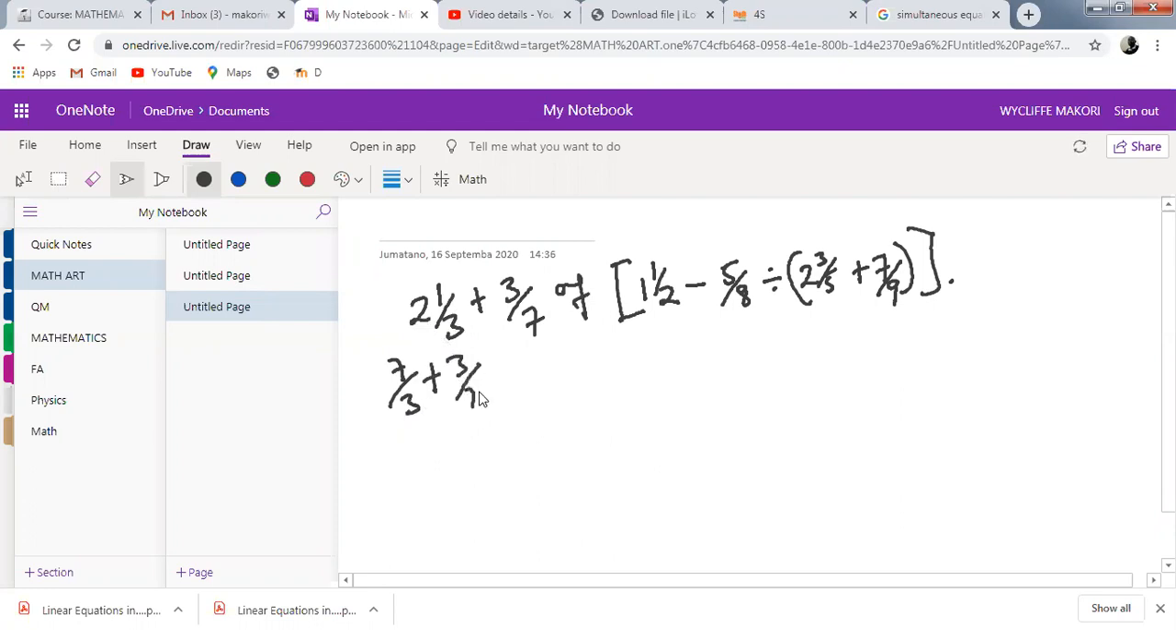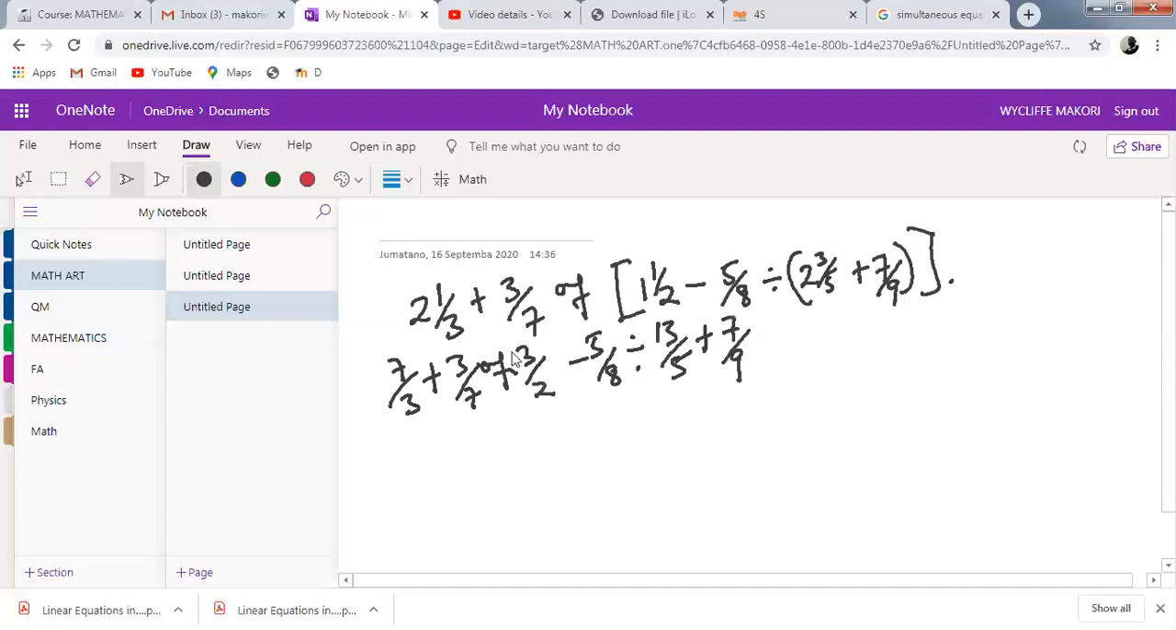3 over 7 of, this is the same as 1 times 2 is 2, plus 1 is 3. It is going to be 3 over 2 minus, what is this number? 5 over 8. Divided by, this is going to be 10 plus 3, which is actually 13 over 5 plus 7 over 9.